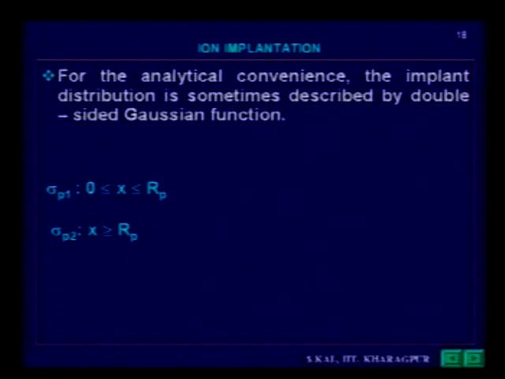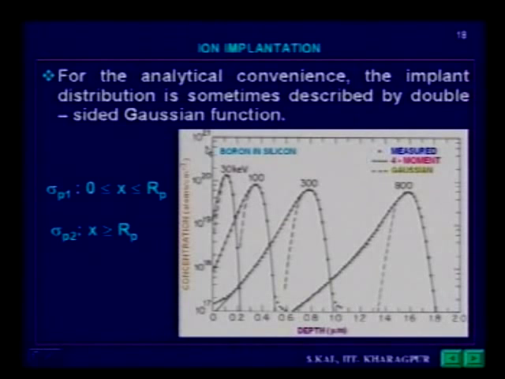That is for your simplification or analytical distribution. Now here, see the profile. In this profile, the full Gaussian, measured, and four moment method, all three curves are shown. The solid line is the four moment method, the dots are measured values, and the dotted line is Gaussian.